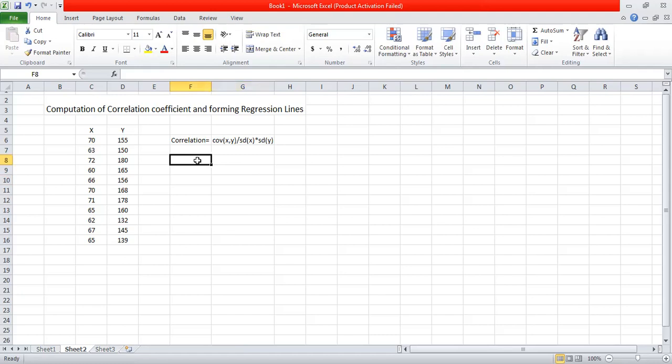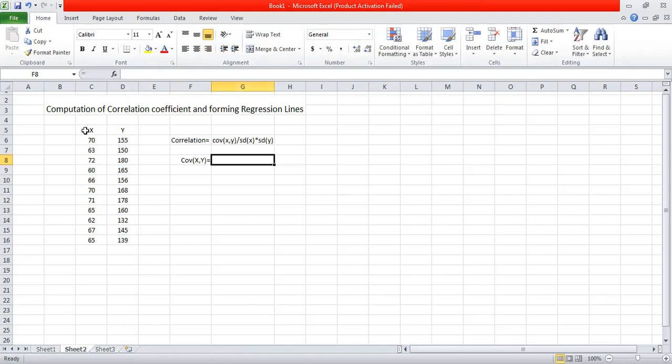In our theory class, we had lengthy procedures for finding this covariance and standard deviation values. But here we just use a simple function. So first I'll find the covariance of X comma Y value. I've written it here, covariance of X comma Y.